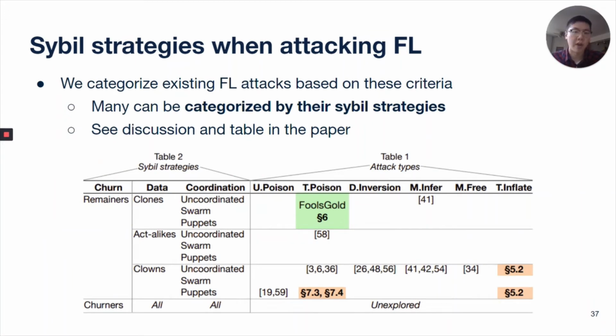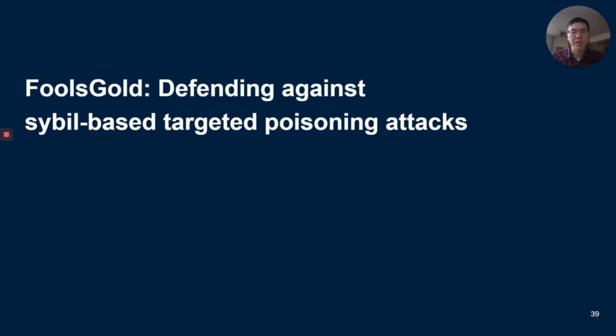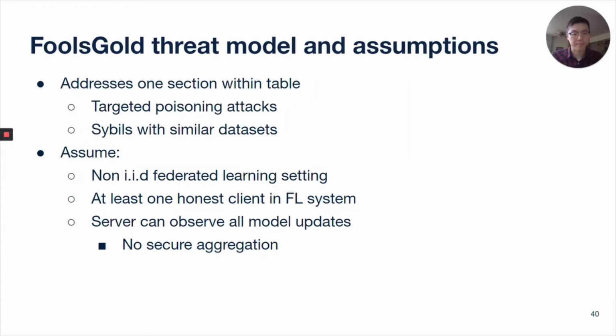After considering a variety of attacks on federated learning, as well as the potential of Sybil strategies to be used in these attacks, we categorize the existing work in attacks on federated learning into this table that intersects these 2 dimensions. For much more discussion and analysis of this work, please see our associated paper. For the rest of this talk, we're going to focus on the problem of targeted poisoning attacks from a group of uncoordinated Sybils. In addressing this, we design FoolsGold, a defense against this setting.